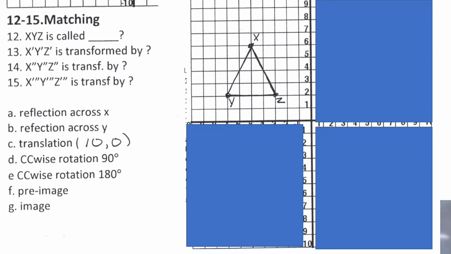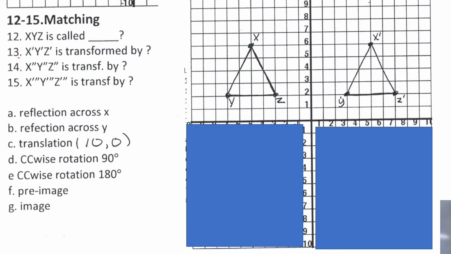So the first one, X, Y, Z, that's the original. And what do we call the original? You know it's not a reflection, rotation, or translation. It is a pre-image. The original is a pre-image. Okay? The copy is the image. So if I said X', Y', Z', just with the primes, that would have been a copy of it. So that would have been an image of the original. But the original is the pre-image. All right, next.